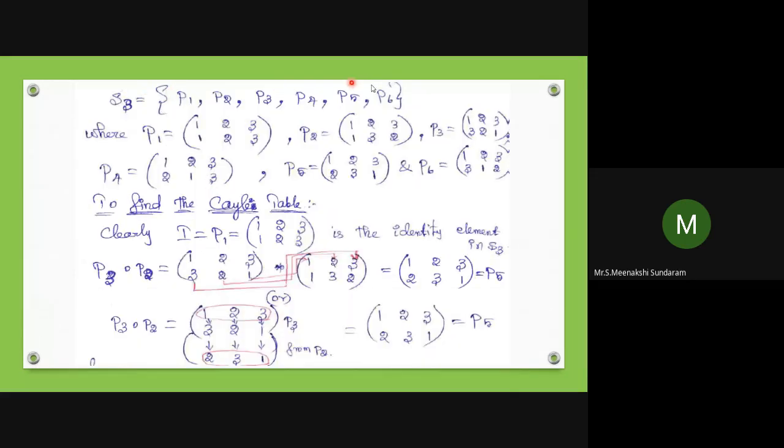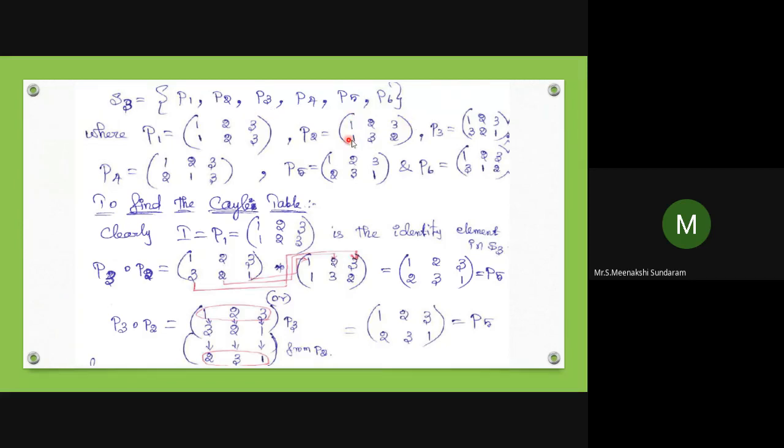S is equal to, I like to take it as P1, P2, P3, P4, P5, P6, that is permutation 1 to permutation 6. The first permutation, where 1 sits in the place of 1, is 1 maps to 1, 2 maps to 2, 3 maps to 3. That is the identity. The upper row indicates the position, the seating place, and the lower row is the person sitting. So 1 sits in place 1, 2 sits in place 2, 3 sits in place 3.